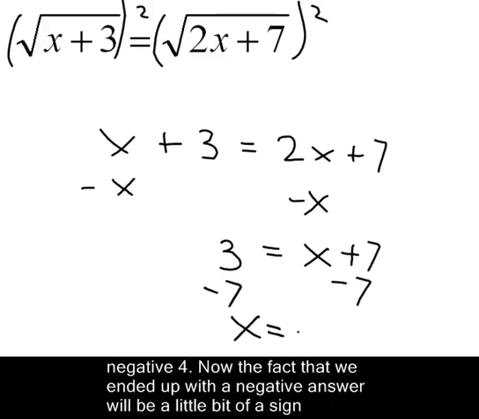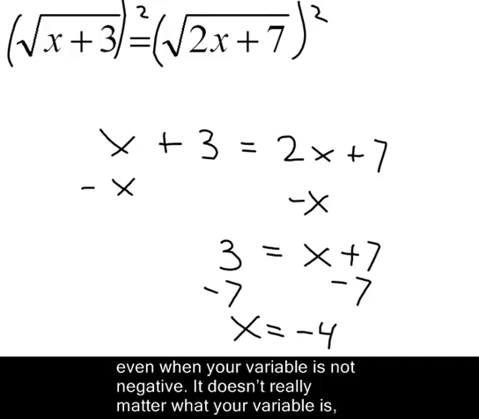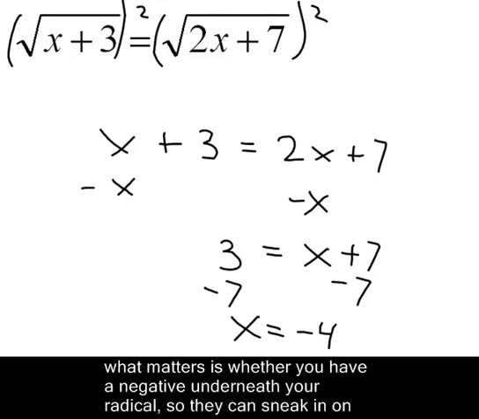Now, the fact that we ended up with a negative answer will be a little bit of a sign that there's a possibility for an extraneous solution. But extraneous solutions can happen even when your variable is not negative. It doesn't really matter what your variable is. What matters is whether you have a negative underneath your radical. Okay, so they can sneak in on you.